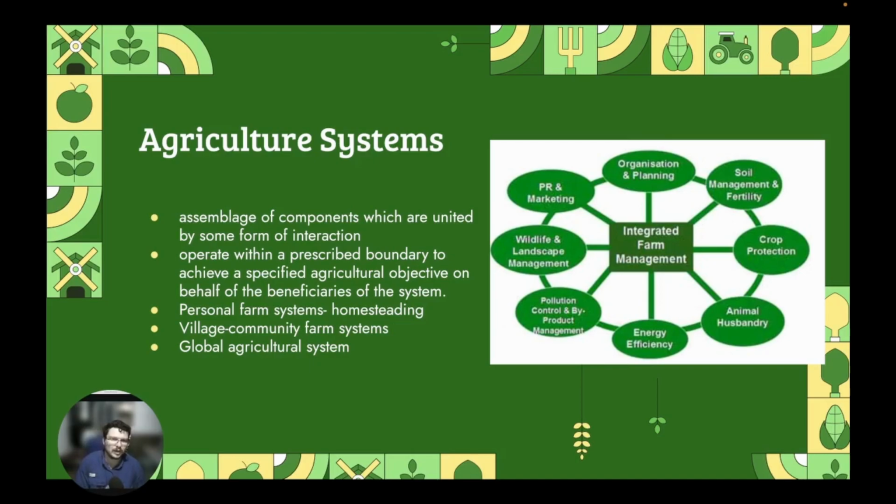But in actuality, we have three main parts. We have the farm itself, we have the socio-technical side of the farm, and we have the socio-economic side of the farm. The farm is where the production is happening.